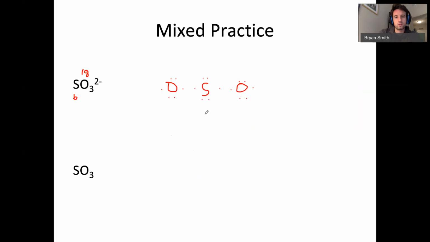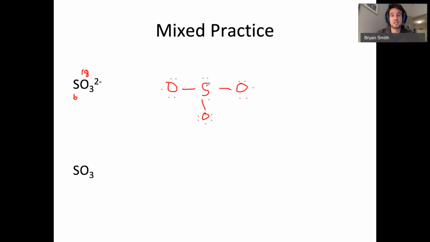Okay, and last one over here. 1, 2, 3, 4, 5, 6. Let's bond everything with a single bond. Now, since we're forming a single bond with something that has 6, that means all of our oxygens, since they all have 6, single bond, they all have 7. So 1, 2, 3, 4, 5, 6, 7. And that's true for all of them.